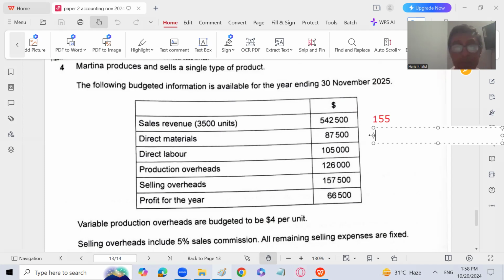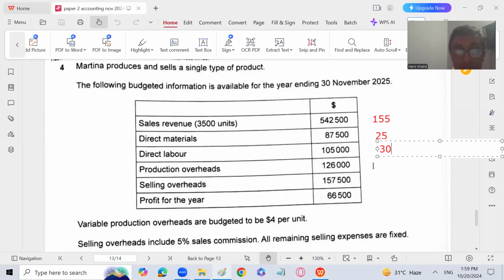Let's move forward because we have got the selling price per unit. Now I need to find the variable cost per unit, and that includes first the direct material per unit. Let's calculate it. 87,500 is the direct material cost, divided by 3,500, I will get 25 as the direct material per unit. Let's talk about the direct labor. That is 105,000 divided by 3,500. I will get the direct labor per unit, that is going to be 30 per unit.